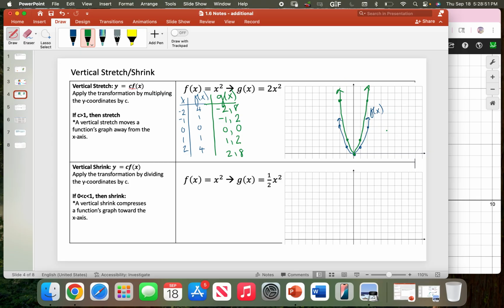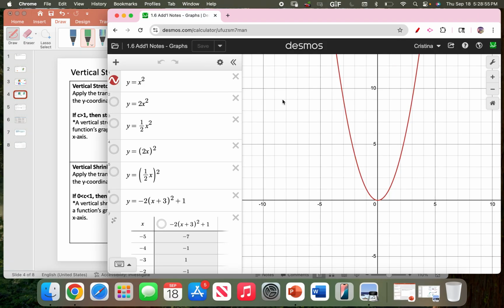Okay, so that will be g of x there. And I do have this over here in Desmos so we can see it a little bit nicer than by hand. You'll see that since it's increasing more quickly, the graph gets narrower there.